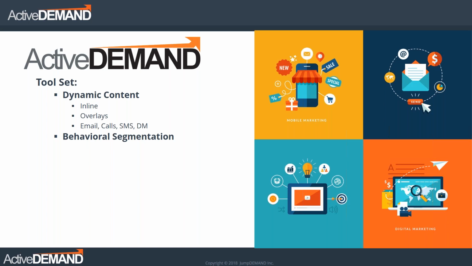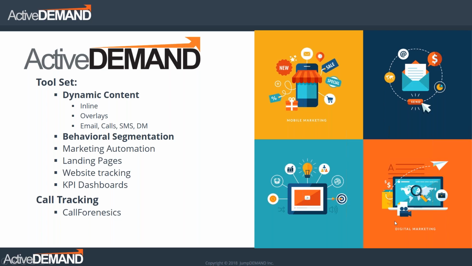our contextual content system and our ability to do behavioral segmentation. I'll talk a little bit about this when I go through the example of how we are doing our own account-based marketing, a specific example. And of course, we're a full marketing automation platform with landing pages, website tracking, dashboards. And I think the call piece that is really powerful in this solution is our conversation or call forensics, as we call it, where we can actually detect interests based on what somebody talks about on the phone. So we're really good at getting the direct engagement data as well as the behavioral data.